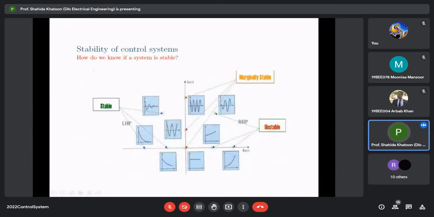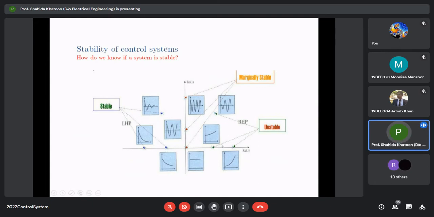So, stability in terms of time response analysis. This is the S plane, and this is the right half of the S plane, having the real part on the x-axis and the imaginary part on the y-axis. So this is called the imaginary axis, this is called the real axis, and this whole plane is called the S plane.